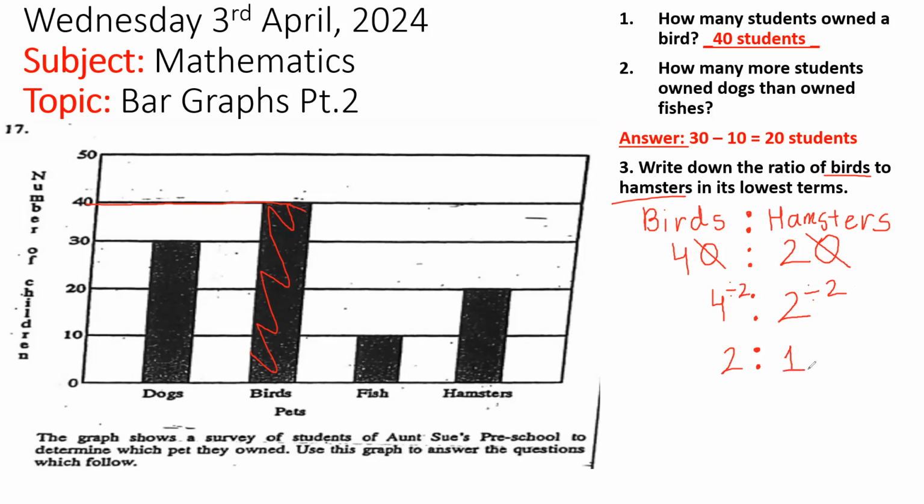And so the answer is 2 to 1. So how do we get 2 to 1? The first thing we do is we write 40 to 20. And then we cancel out the zeros. Then we divide both sides by 2. And so we get 4 divided by 2, 2 divided by 2. We know that 4 divided by 2 is 2, and 2 divided by 2 is 1. And so the ratio of birds to hamsters is definitely 2 to 1.